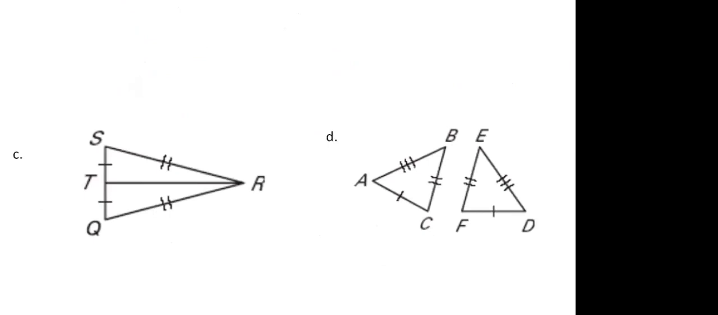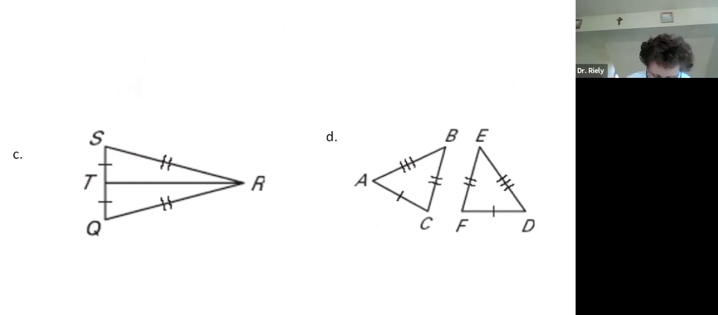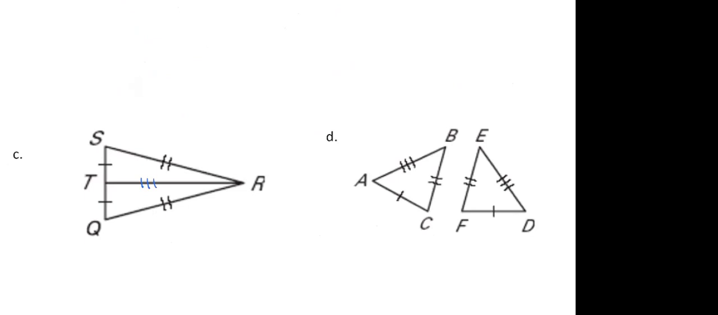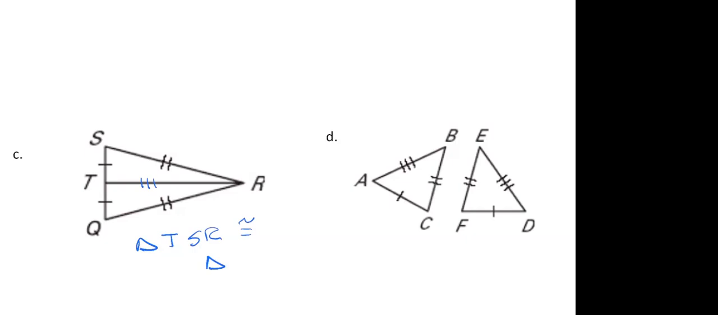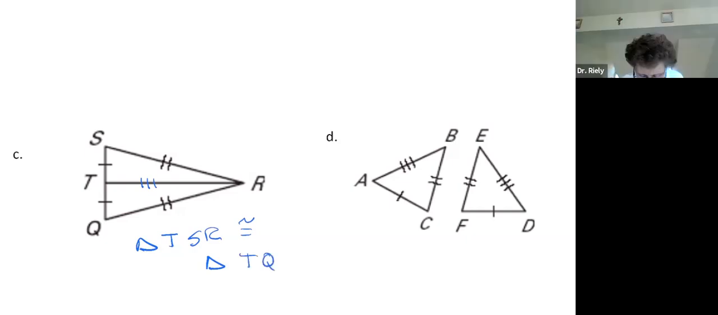Yeah, they're congruent. Okay, and I'm going to go ahead and put 3 hash marks on the common part. So what's going to be your congruency statement? Triangle TSR, and then SR, okay, is congruent. And then what's the other one? TQR. TQR.